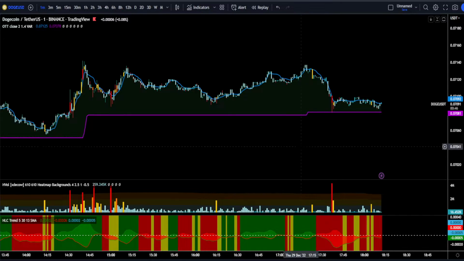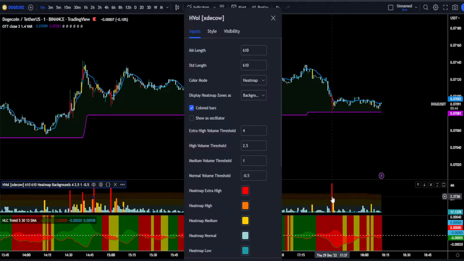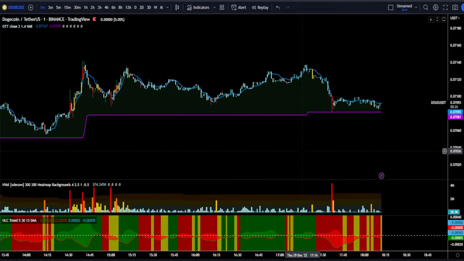Hadley. Now we do need to make some adjustments to our volume indicator, so double click on it. And in the inputs tab, we're going to be changing the MA length to 300 as well as our STD length. We're not going to make any changes to these other indicators. Okay, now let's understand how these tools actually work.